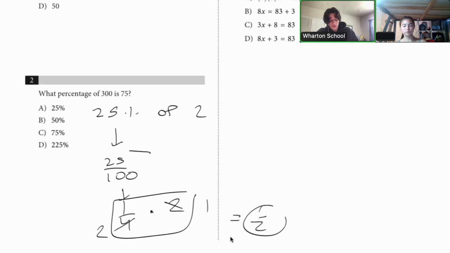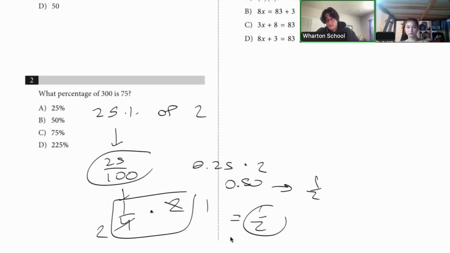So rather than having 0.25, what am I going to do with 0.25 times 2? 0.50. Then I have to convert that back into 1/2. But you can see how formatting is really important, because if you make the formatting harder for yourself, you're only going to spend more time, confuse yourself, and increase the chances of getting a question wrong.